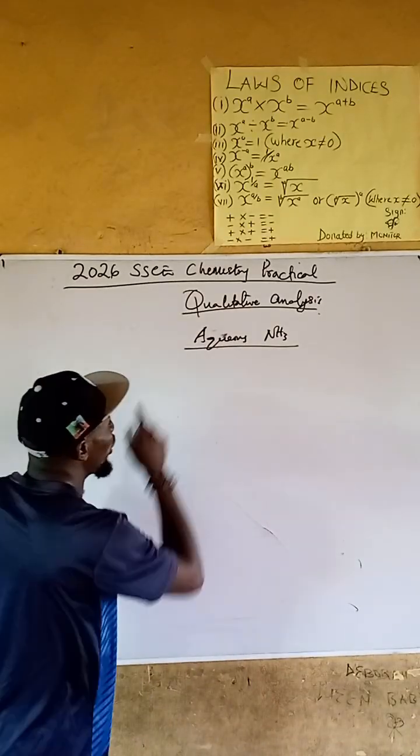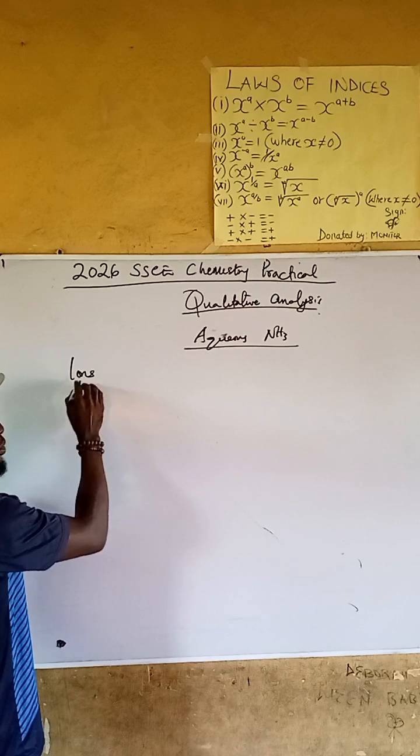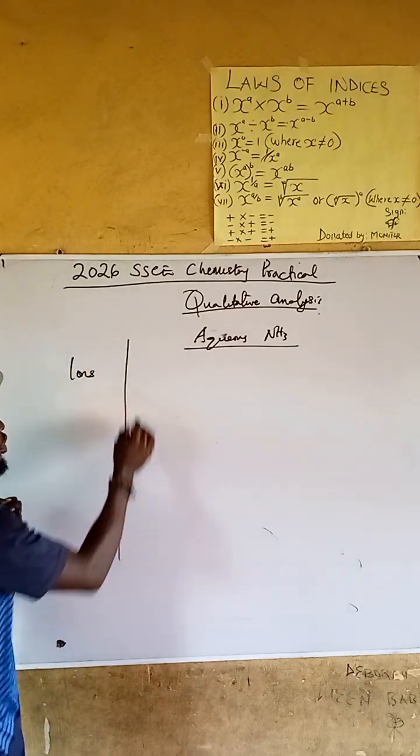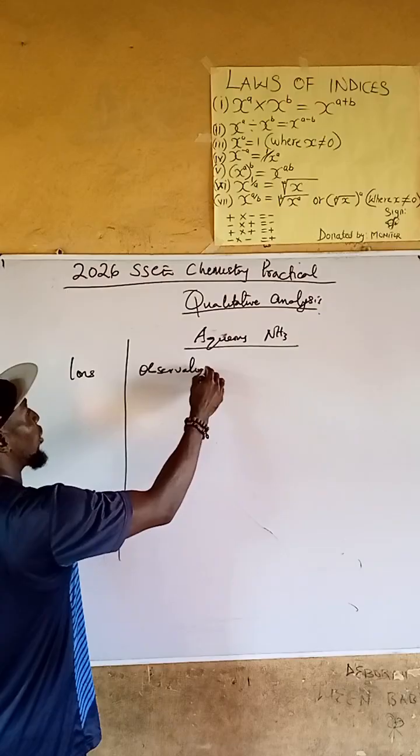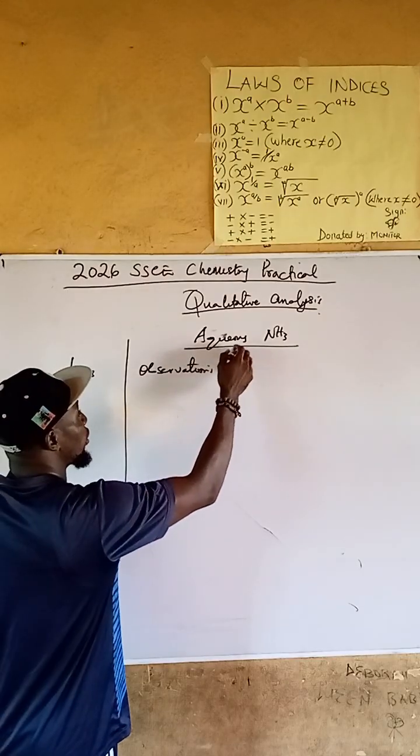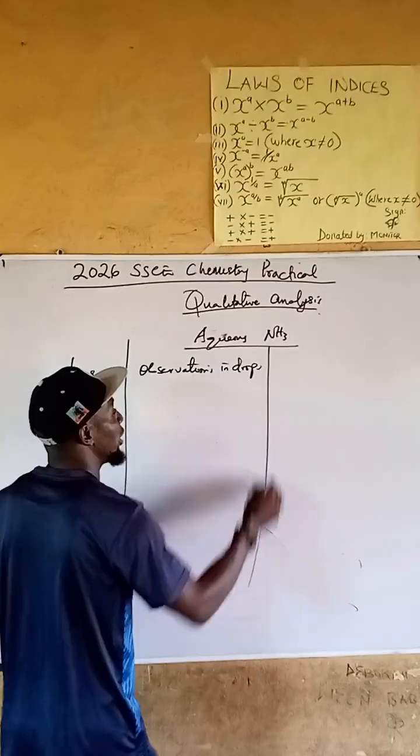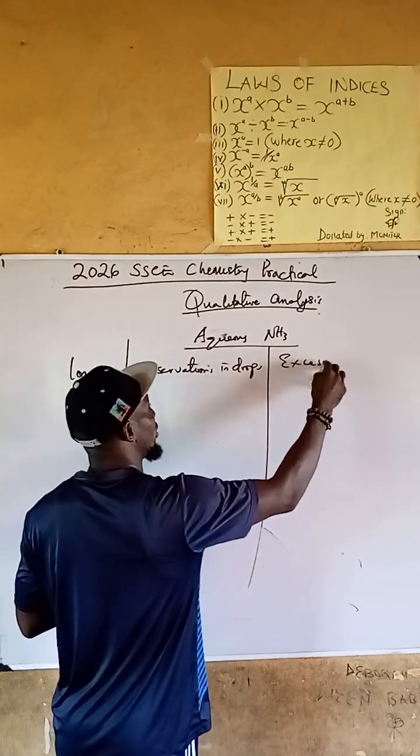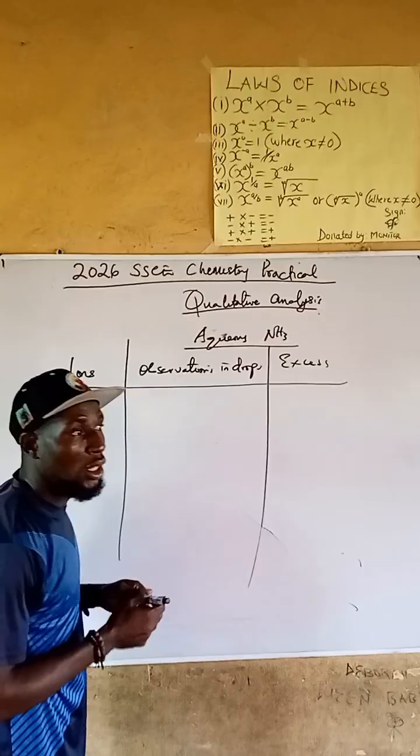So aqueous ammonia. We will still do what we did last time: ions, and observations in drops and in excess. Observations in drops and excess.